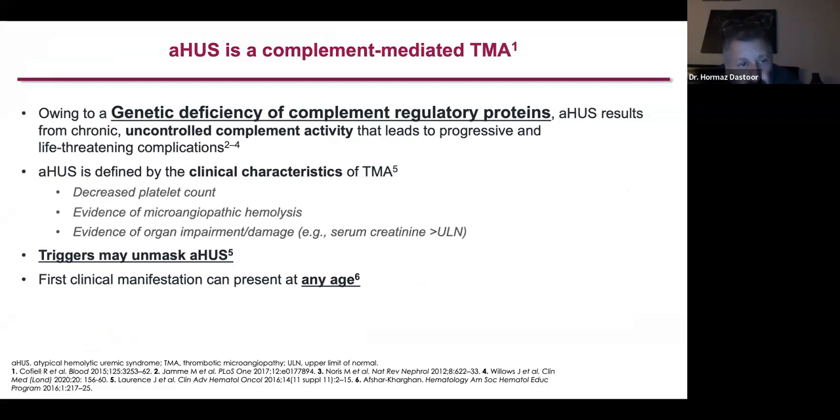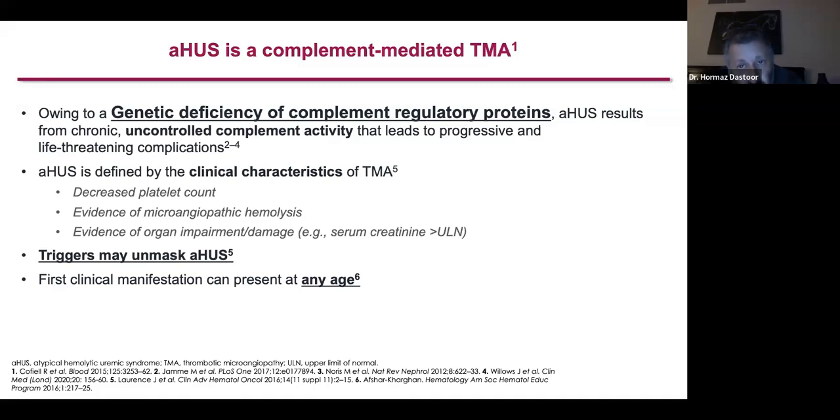Here, once again, I can show you it is associated with a genetic deficiency of complement regulatory proteins. It can happen at any age. It is characterized by a genetic deficiency. These genetic mutations can be present in up to 10% of the population. So you may ask me, well, if it's in 10% of the population, why is it such a rare disease? Because the disease does not manifest itself phenotypically. The disease needs a trigger. I'll show you certain triggers. So in the presence of the trigger, the disease can manifest itself.